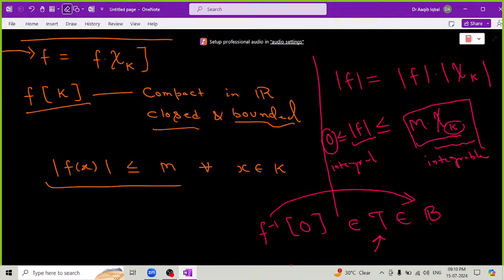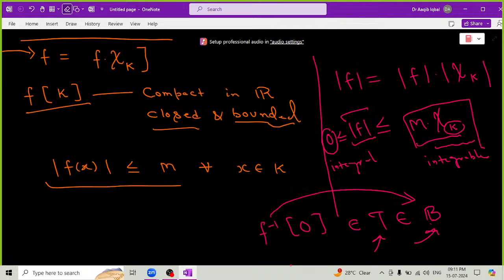And since every open set in this case is measurable, because यहाँ जो आपका sigma algebra है, it is the Borel sigma algebra of this topology. So it is for this reason that this f is also a measurable function. So it's a scenario where this measurable function is squeezed between two integrable functions. So therefore it must be integrable.